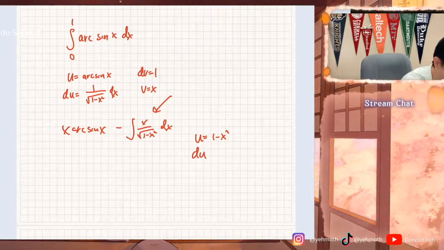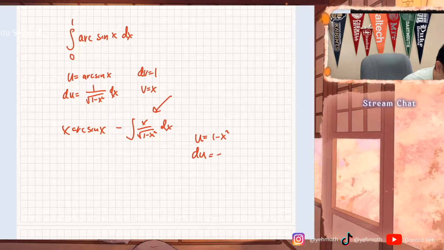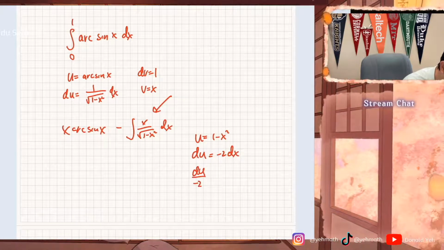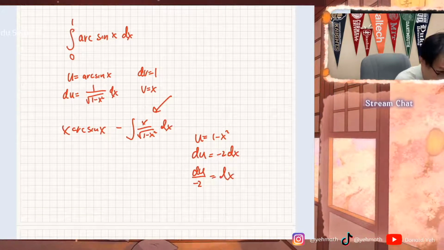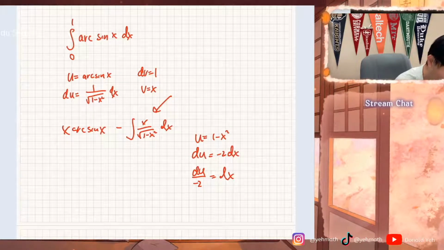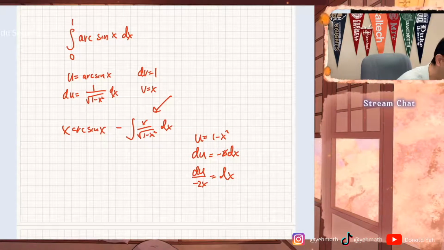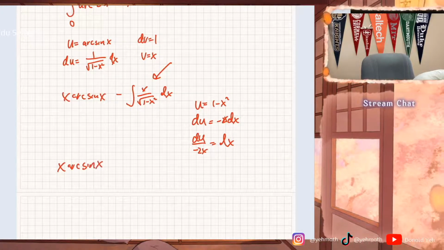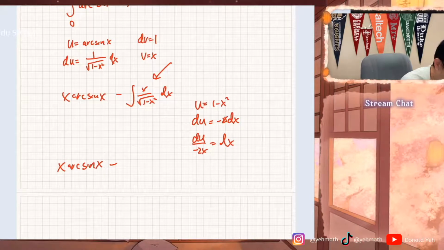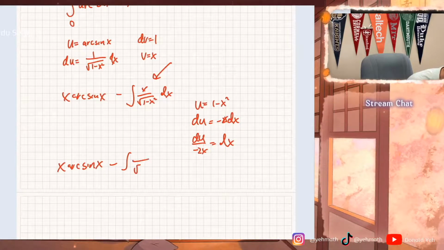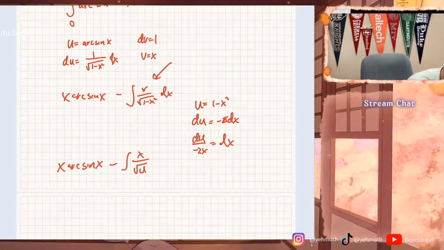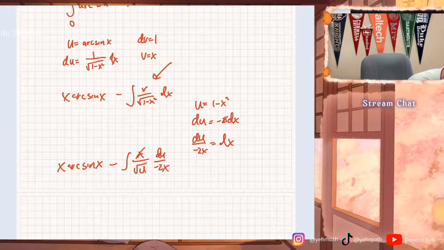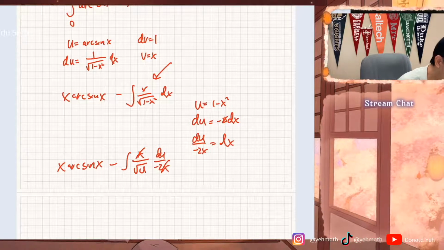So du is equal to what? Negative 2x dx, you're right. So then it's going to be x arc sine of x minus integration of square root of u. This is x dx equal to du over minus 2x. The x cancel out.